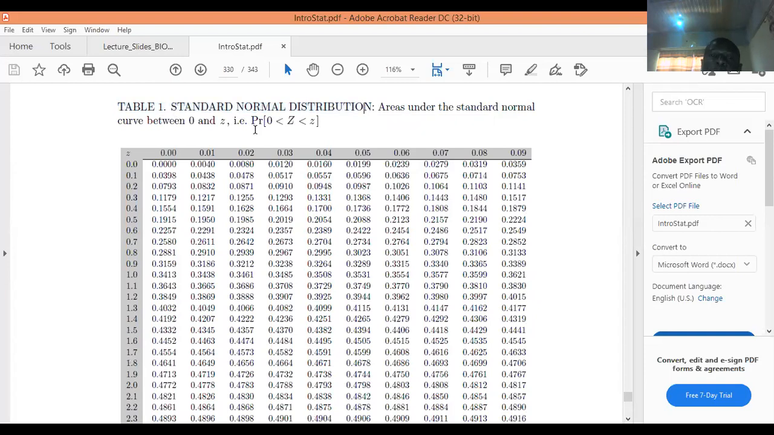So we are going to read areas under the standard normal. The other part is 0, so ignore that part. Because it's 0, just ignore it. We are going to read 0.67. The value we are going to read is 0.67.